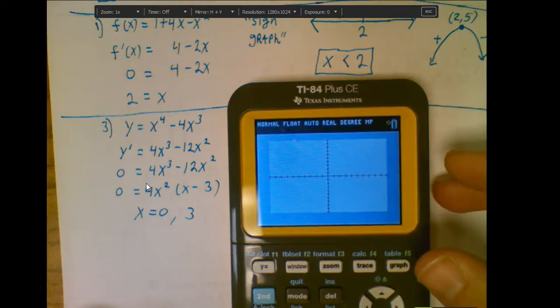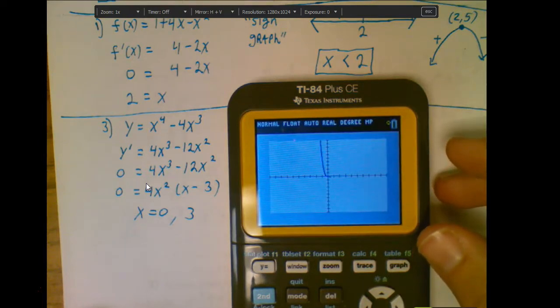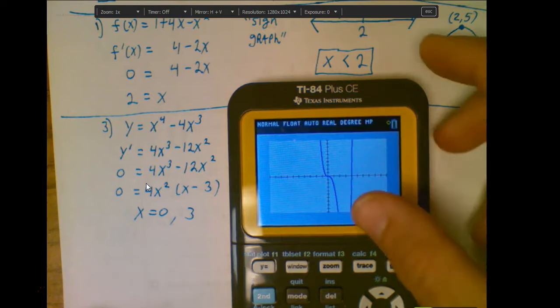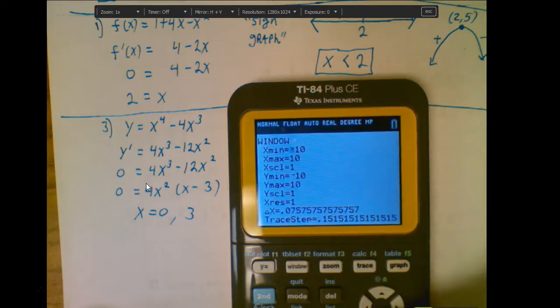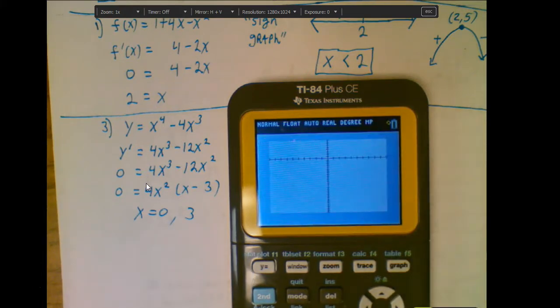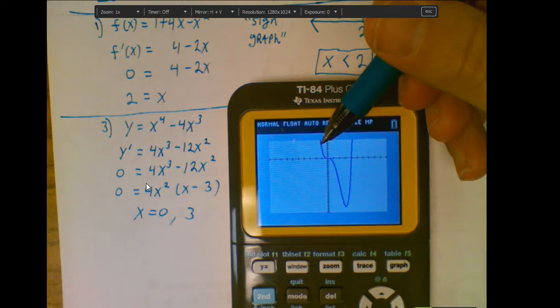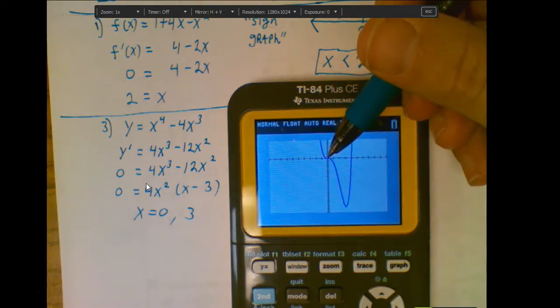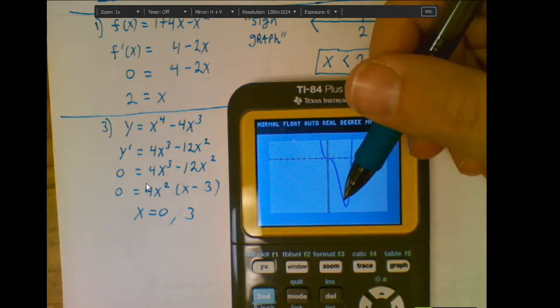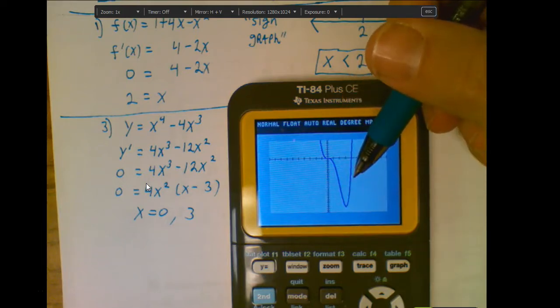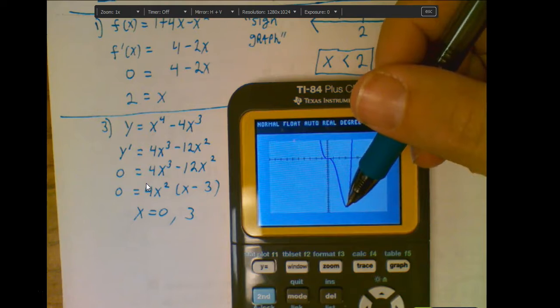And let me see if my window's okay here. There we go. Okay, so I got to go a little lower, so let me lower the y minimum. Let's just say negative 30. There we go. So here's what you're seeing. We went from negative to 0, 0 slope, to negative, to 0, to positive. So I can see here's the minimum.